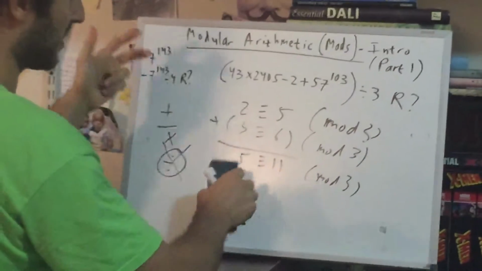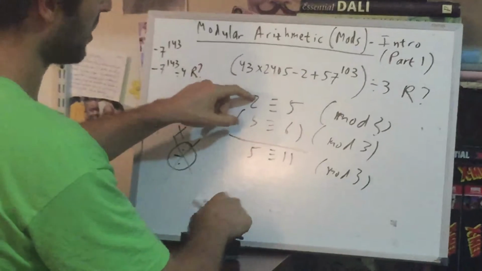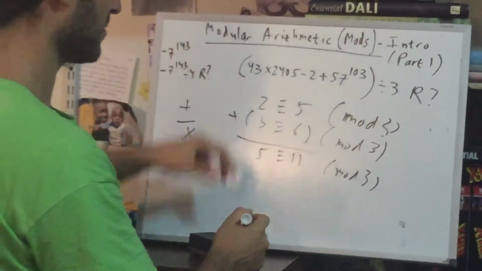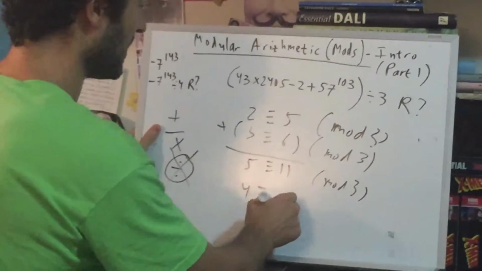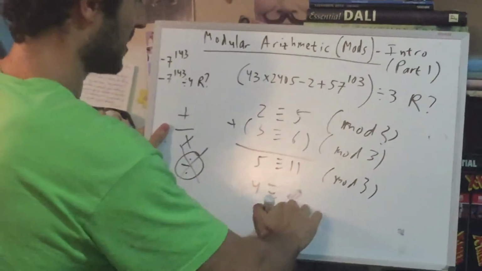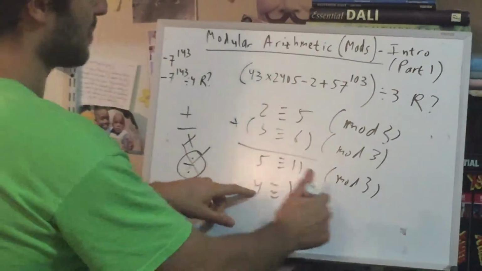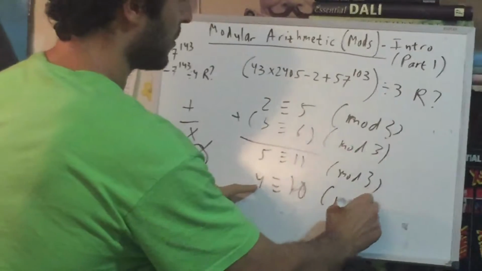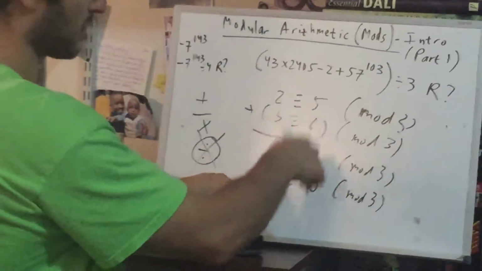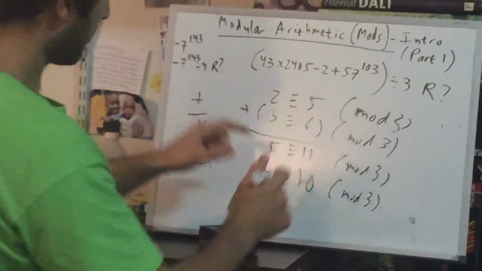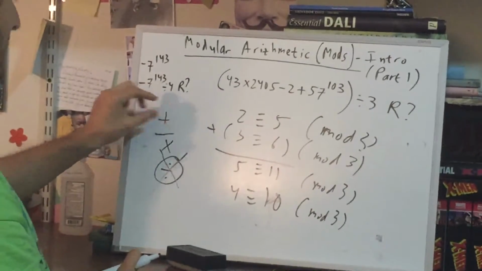Now you could add it to itself. So 2 plus 2 better be congruent to 5 plus 5. So is 4 congruent to 10? 5 plus 5 is 10. Is 4 the same as 10 mod 3? Yes, it is. 4 plus 3 gets you to 10. So that's what I mean by plus is fine.